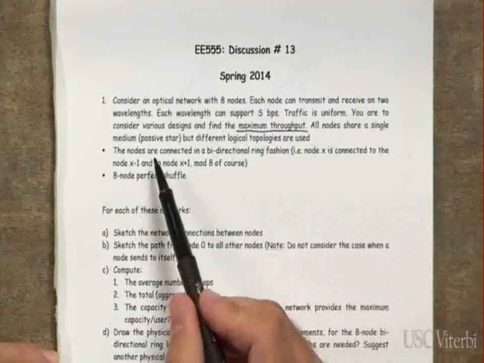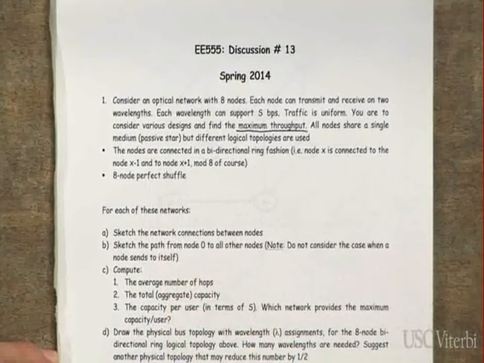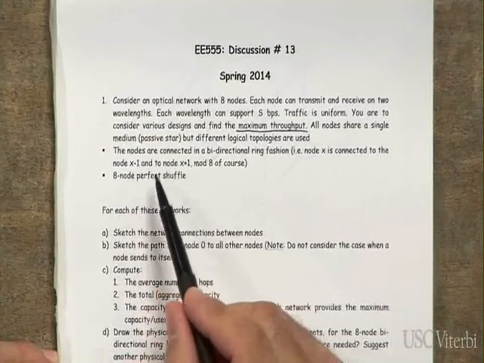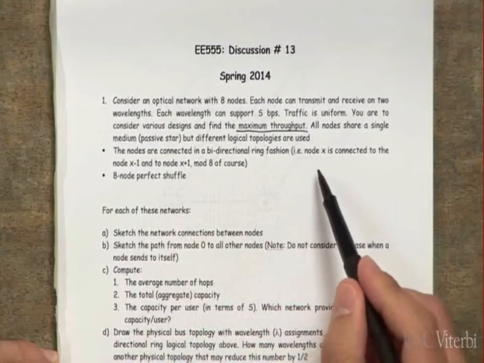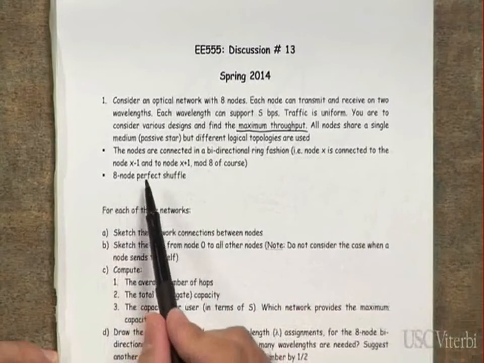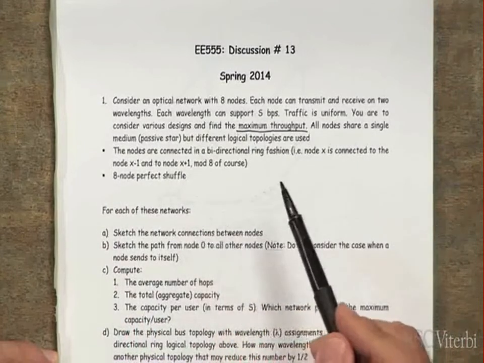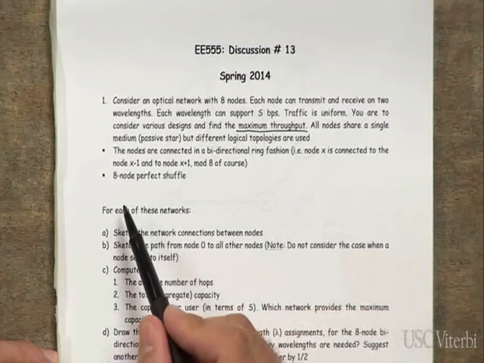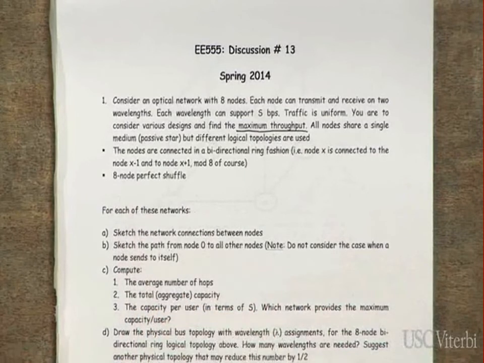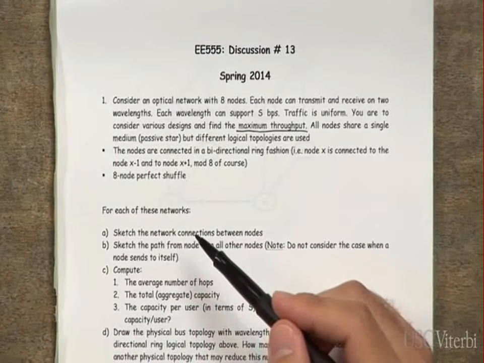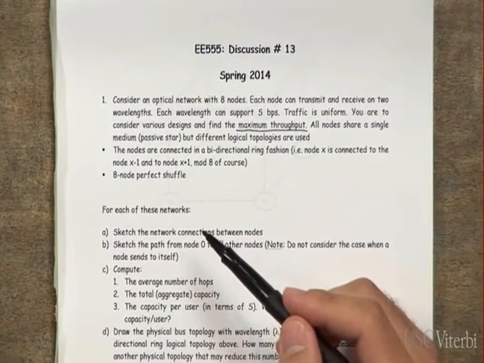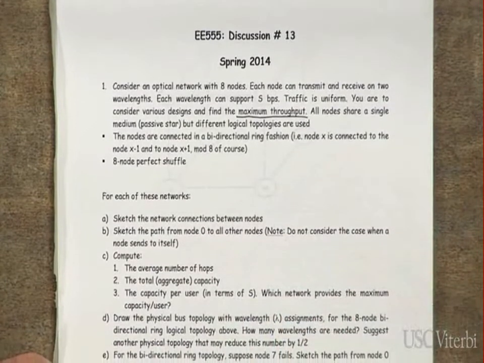All nodes share a single medium, a passive star, but different logical topologies are used. In the first case, the nodes are connected in a bidirectional ring fashion. In other words, node X is connected to node X minus 1 and node X plus 1, mod 8, all the time. In the other case, we have an 8-node perfect shuffle. Do you remember that from yesterday's lecture, or you didn't cover that much? We'll see the topology of the perfect shuffle, how it looks, over here.